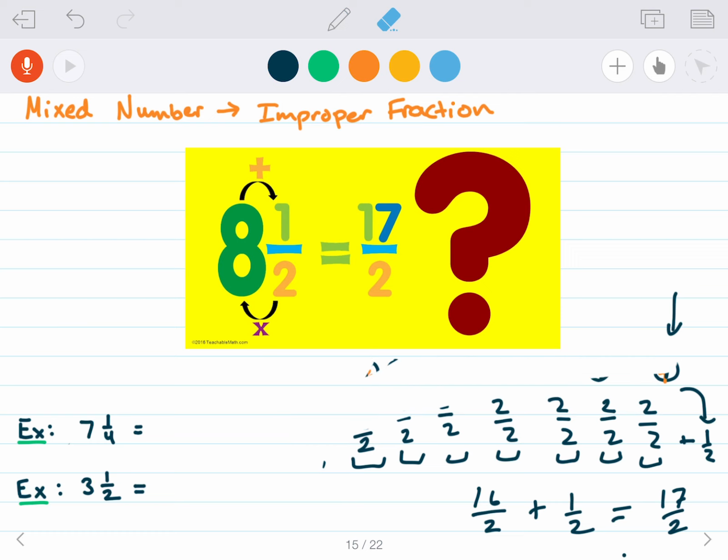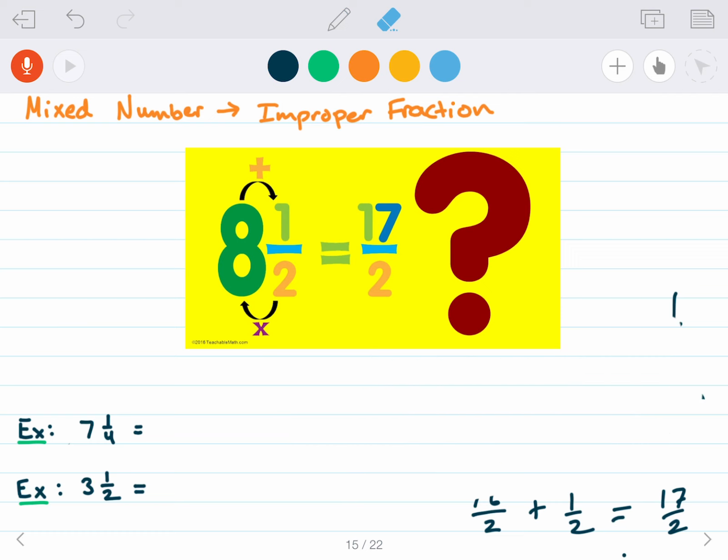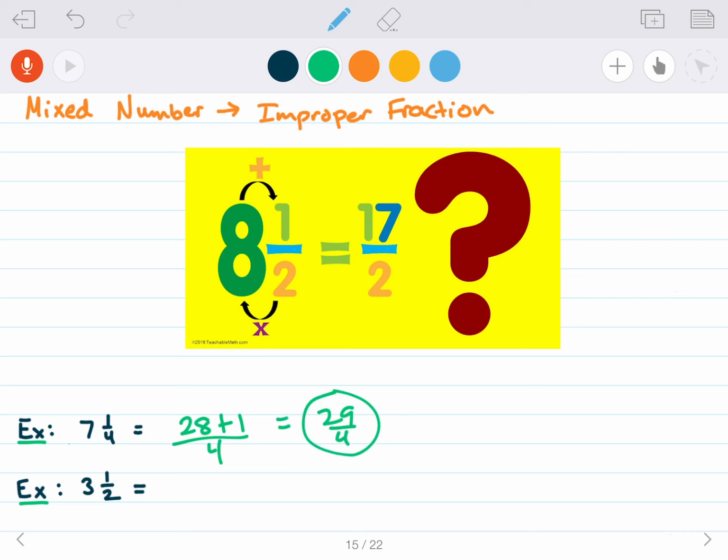All right. But when you're taking the test, you might not have time for all that business. So we can use a shortcut. Again, the shortcut tells us I multiply these two numbers, so I get 28. Then I add the numerator, which is 1 in this case. So 28 plus 1 divided by the same denominator. So this is 29 over 4 as an improper fraction. What about this guy? Well, 3 times 2 is 6. 6 plus 1 is 7 over 2. So this is 7 halves.